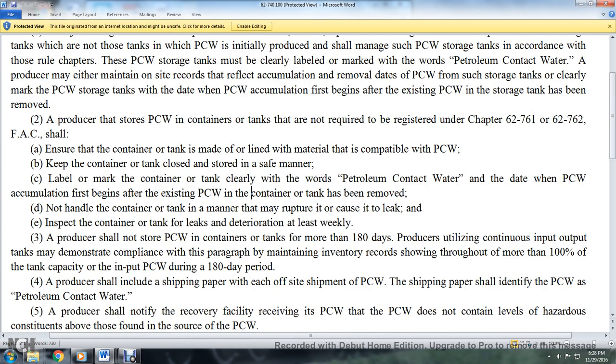Not to handle the container or tank in a manner that may rupture it and cause a leak. They inspect the containers and tanks for leaks and deterioration at least weekly. The producer shall not store the petroleum contact water in the tanks for more than 180 days.